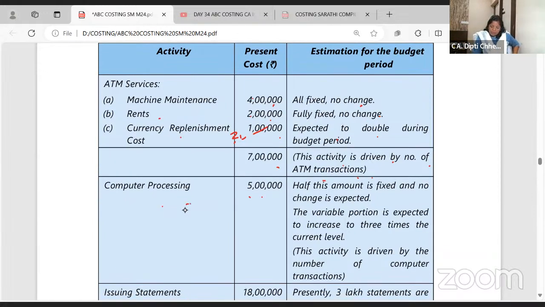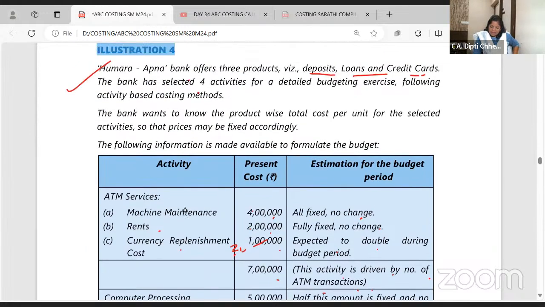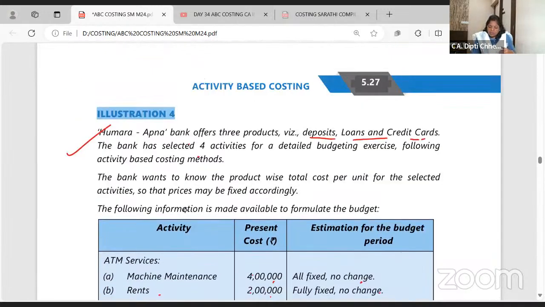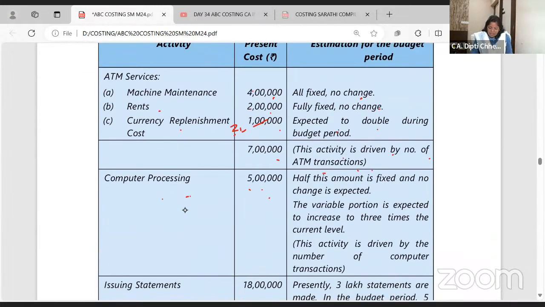5 lakh is the computer processing cost. See, ATM cost, computer processing cost, all you need to allocate to deposit, loans, cash credits. So how will we do it? Computer processing, half of it is fixed, 2.5 lakhs. The variable process part, that is the remaining 2.5, is expected to increase 3 times. So this is 7.5 variable and 2.5. The new cost will be 10 lakh.